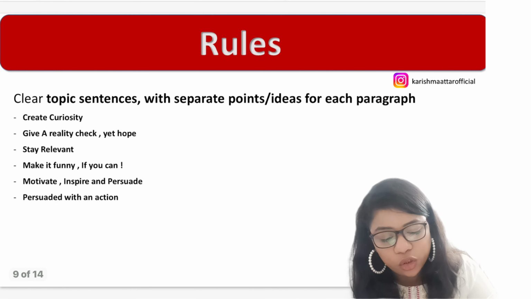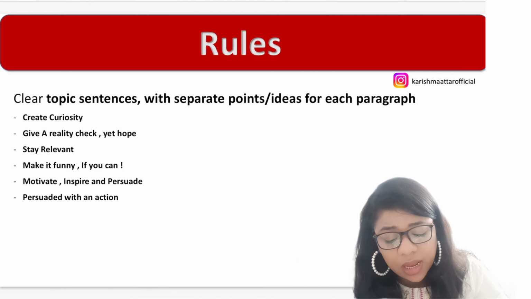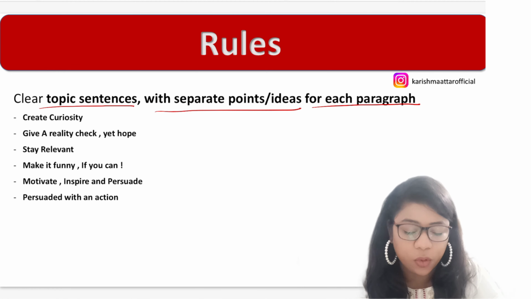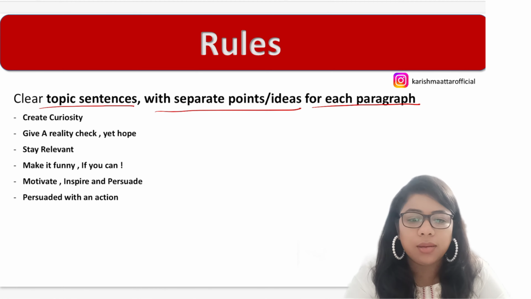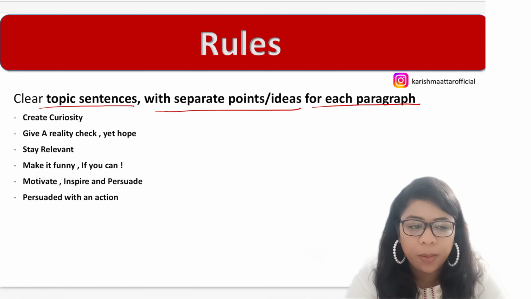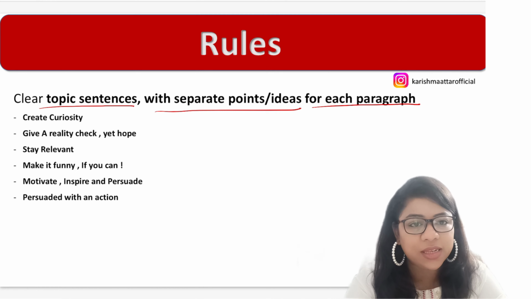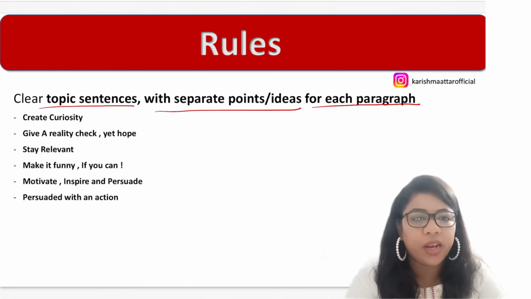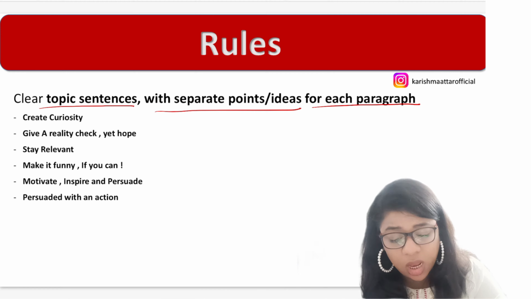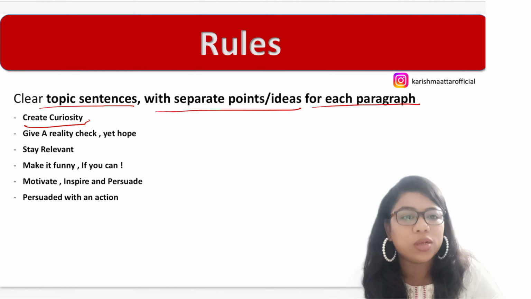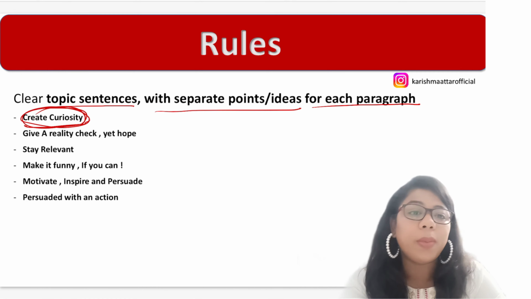Alright, the next rule says that clear topic sentences with separate points, ideas for each paragraph. Okay, you have to, of course, take up one topic per paragraph, but the flow of the structure should be very good. Of course, I'm going to talk about some transitional phrases which will help you to write a very good structure. But don't be so clear that everything is open in the first introductory paragraph. Create some curiosity. As in, what are you going to talk about in the speech?